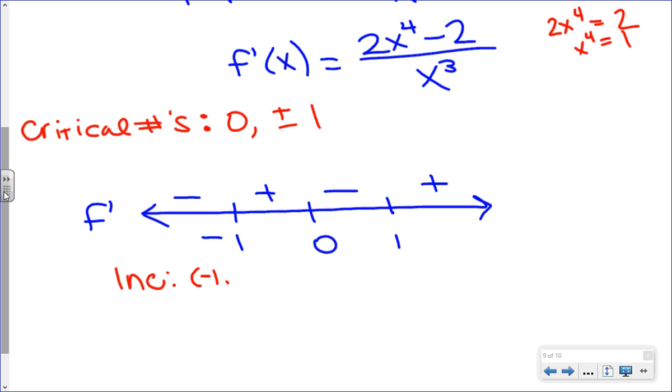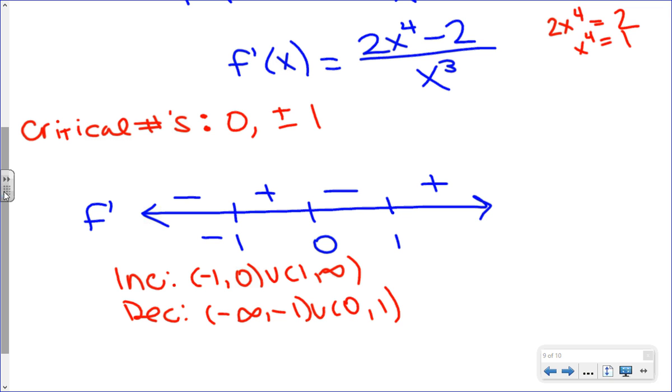So we are increasing from -1 to 0 and 1 to infinity because that's where our derivative is positive. And we are decreasing from -infinity to -1 and 0 to 1 because that's where our derivative is negative.